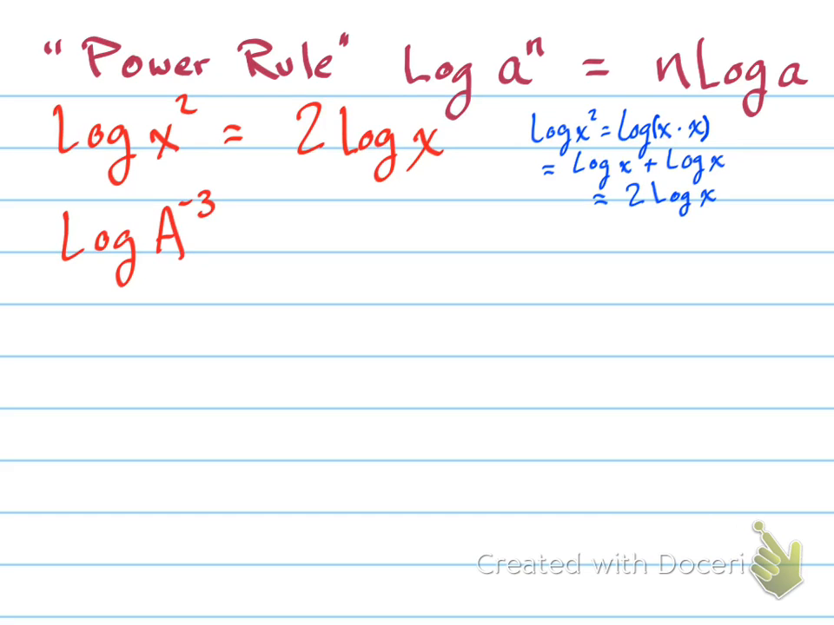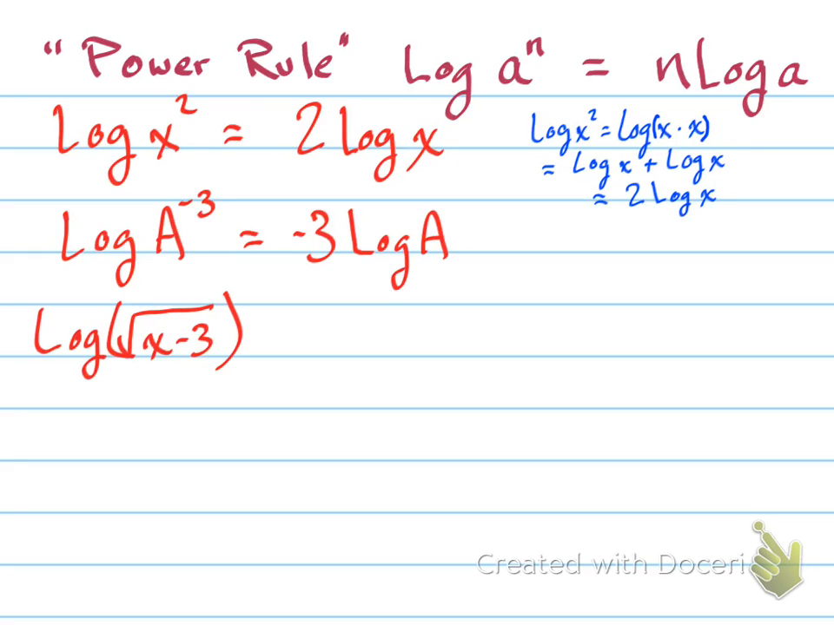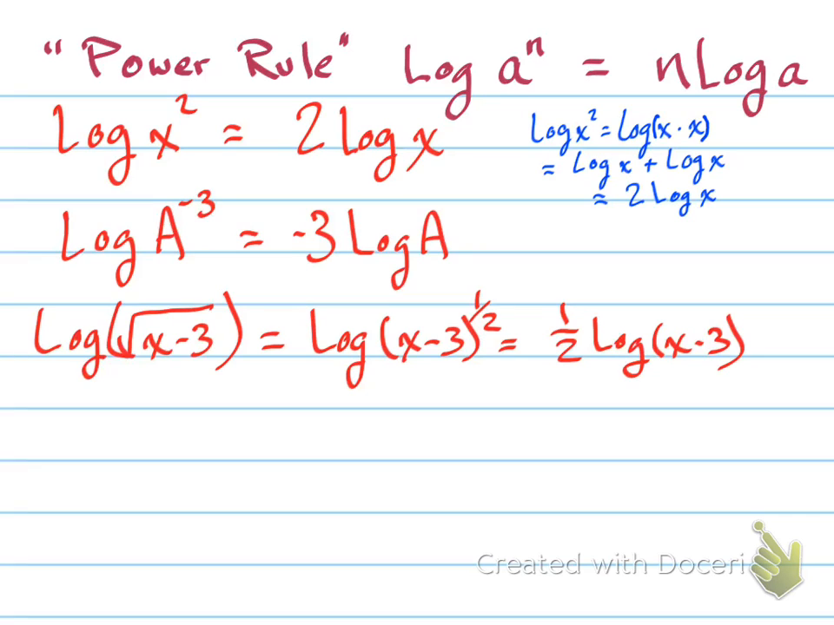Let's see, what about this one? Log of a to the negative third. That's just negative 3 times log of a. No big deal right there. Power rule, the wraparound rule being applied there. What about a square root? Is a square root using power rule? Well, yes, it is, because you can write the square root of a number as that number to the 1/2 power. So you could write that log of the square root of x minus 3 as 1/2 times the log of x minus 3.